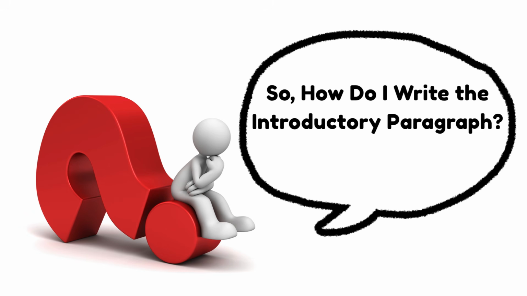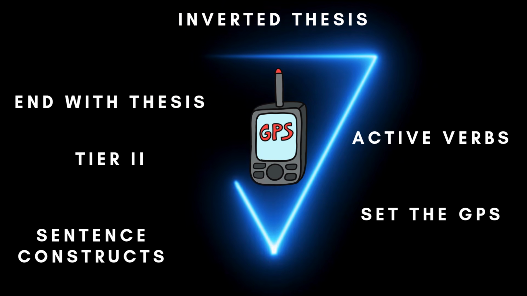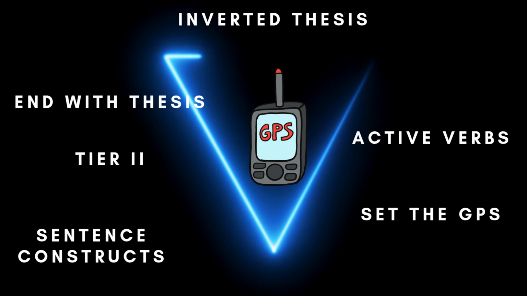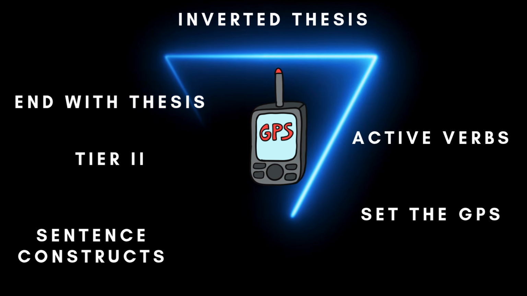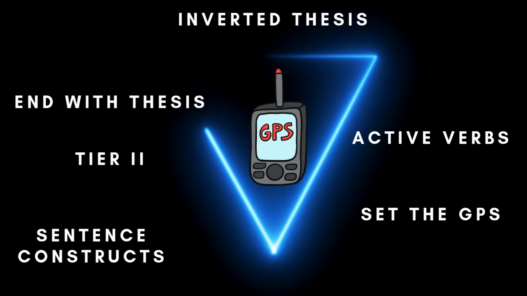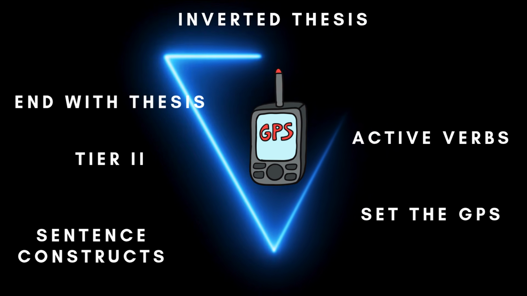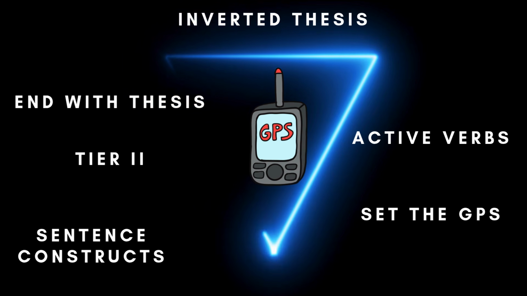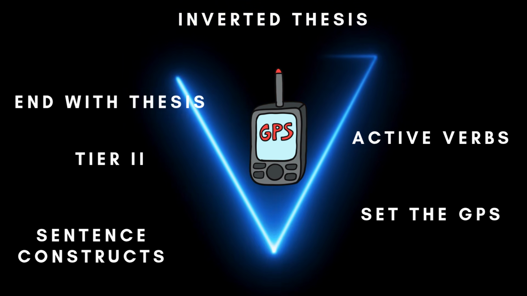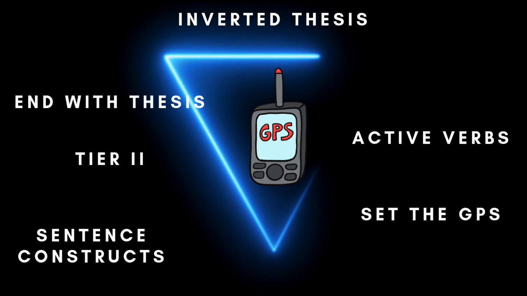So the first question becomes, how do I write the introductory paragraph? For this one, I found that my heuristic for the inverted thesis works the best. So you end with the thesis, right? And you begin with context and background up top. I want to see a smattering of tier 2 level vocabulary in it. And what I mean by that is just your average run-of-the-mill SAT level caliber words.